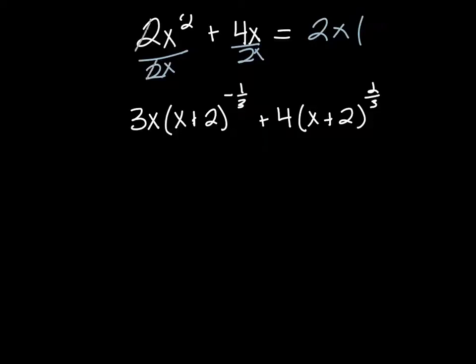The 2's cancel, one of them, and I'm left with an x. 4 divided by 2, and the x cancel. We're going to do the same thing on this next problem. Looking at these two pieces that they have in common.